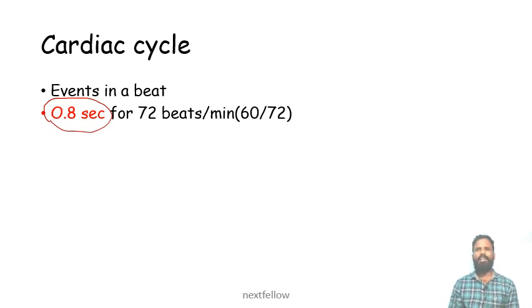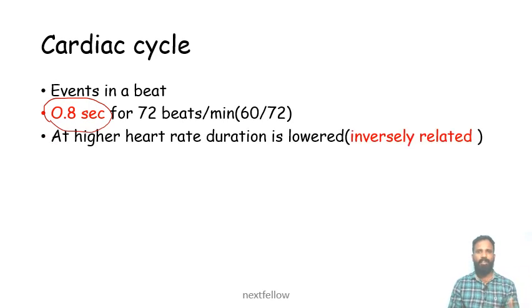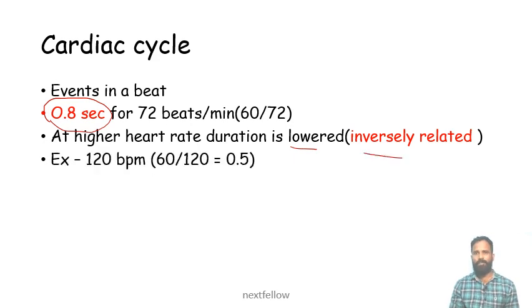And let us think that the heart rate is increased. What happens to the cardiac cycle duration? Definitely the duration is lowered, so they are inversely related. I will give you an example. Let us think that the heart rate was 120 beats per minute. Each beat, for 60 seconds, will be 0.5 seconds. So the duration of the cardiac cycle was reduced from 0.8 to 0.5.